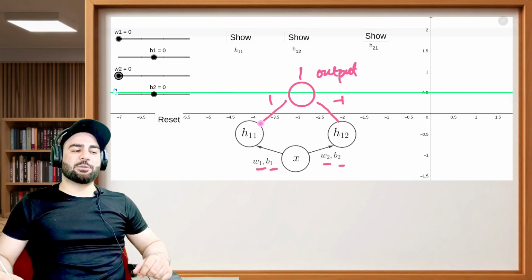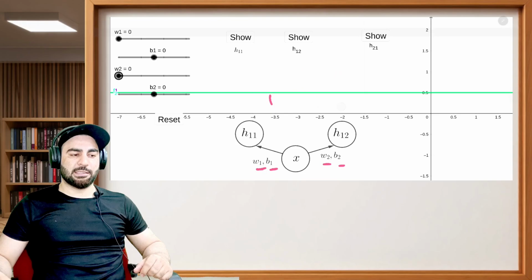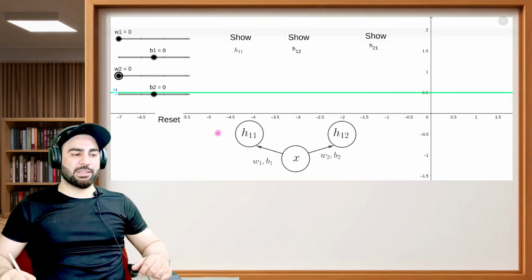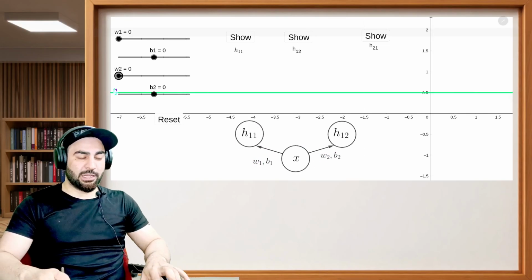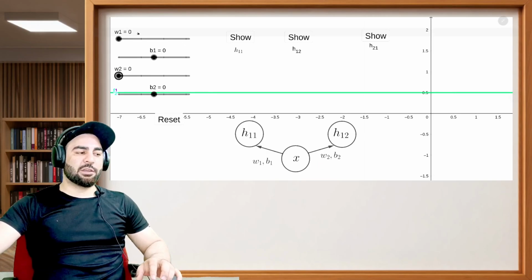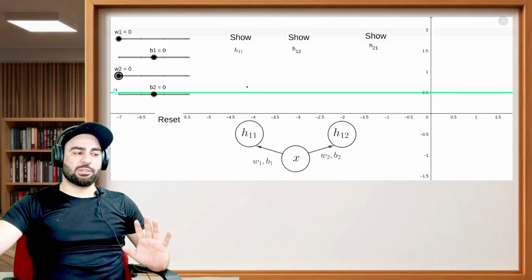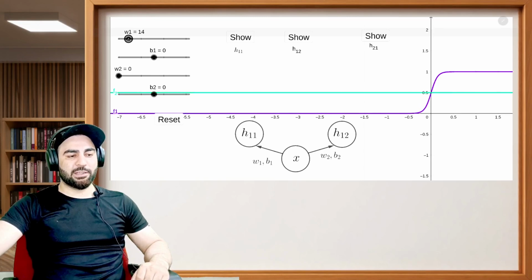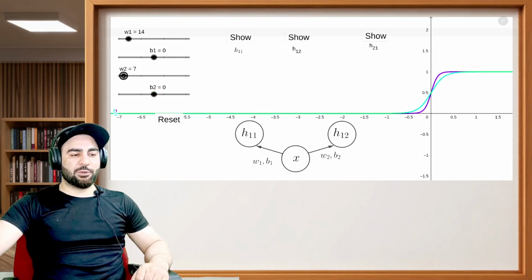You know that h11 and h12 are sigmoid neurons, so I'll just remove these labels. You know how sigmoid behaves. In this case, I can control w1, b1, and show you h11, and again I can control w2, b2 and show you h12. Right now everything is 0, so you see these things on top of each other. If I control w1, you see this sigmoid. Can you see it? Similarly, I can do it with w2.